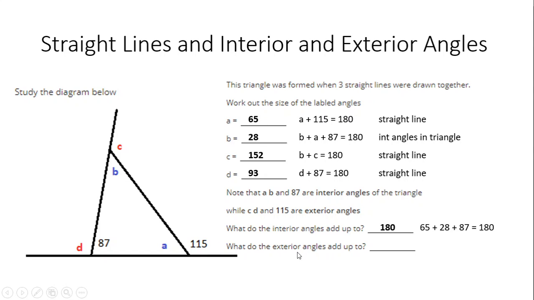Next, the exterior angles. The exterior angles, as I said here, are C, this angle here, D, and 115. And you've already worked out that C is 152, D is 93. So adding those together, that gives you 360. And while you know that the interior angles of any triangle always add to 180, you will be learning that exterior angles of any polygon, not just triangles, any polygon, will add to 360. But we'll go over that a little bit in the future.